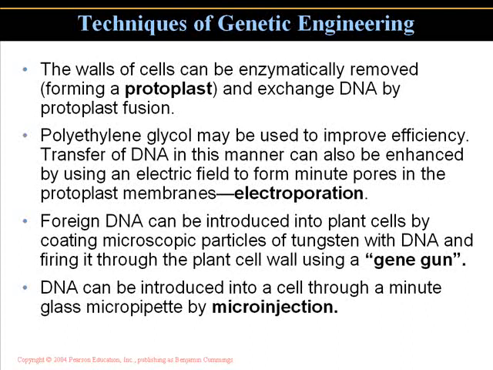Foreign DNA can then be introduced into plant cells by coating microscopic particles of tungsten with the DNA, and you can fire this through a particular type of gun. I think there's a picture of that gun in your textbook, and if not, I might have one on here as well. They refer to it as a gene gun, where you fire this piece of DNA through a cell wall, particularly of a plant. DNA can also be introduced into the cell through minute glass micropipettes. This is a very delicate procedure, and that's referred to as microinjection.